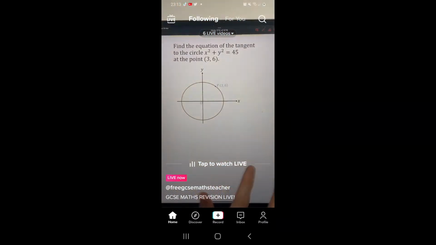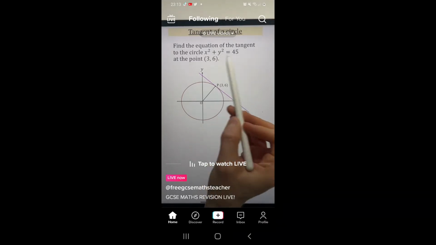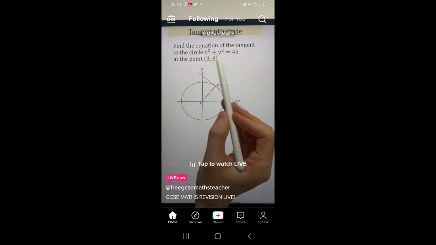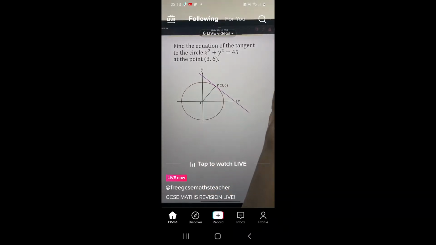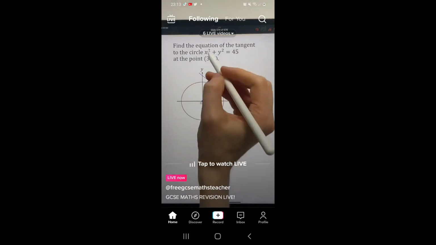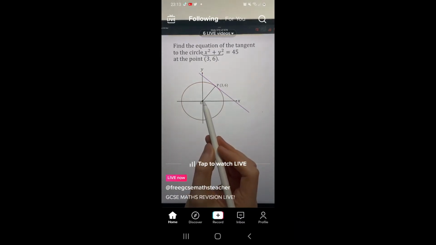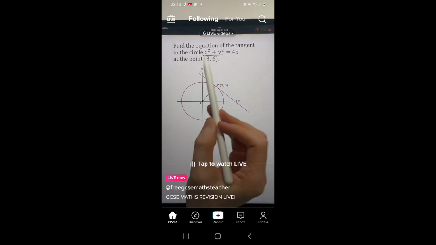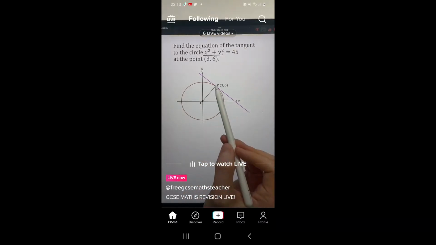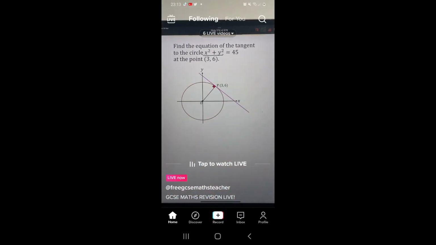So I'll go through this one more time, slower. x squared plus y squared equals 45. That's the equation of a circle. If it says x squared and y squared, the center is always on 0, 0. That's our rule. We know we want to find the tangent at the point 3, 6. A radius and a tangent always make 90 degrees.